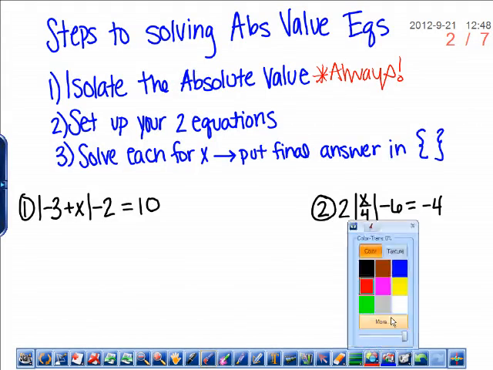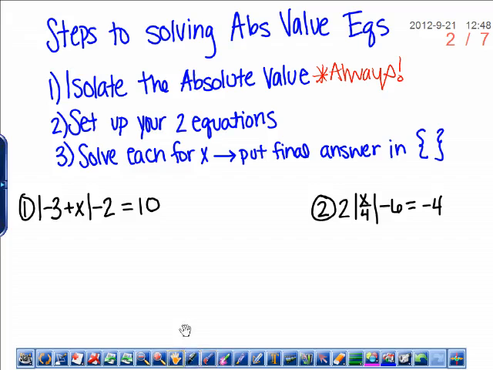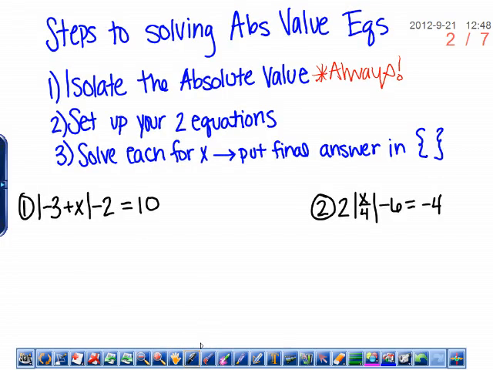Okay, the next step is to set up your 2 equations. You will set the inside equal to the positive value and set the inside equal to the negative value. Then you will solve for each x and put your final answer into curly brackets.